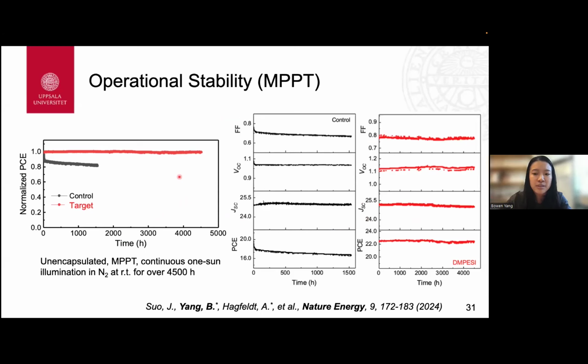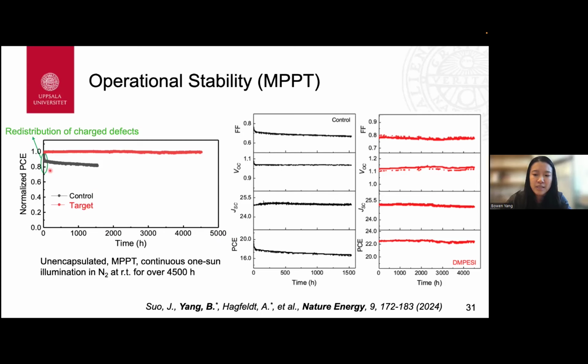We exposed those unencapsulated devices to MPP tracking under continuous one-sun illumination in an inert atmosphere with nitrogen flow at room temperature for about half a year, over 4,500 hours. And this is the result. So we see that there is an initial rapid degradation, a burn-in region, within especially the first 30 hours in the control cell. This leads to a rapid PCE drop.